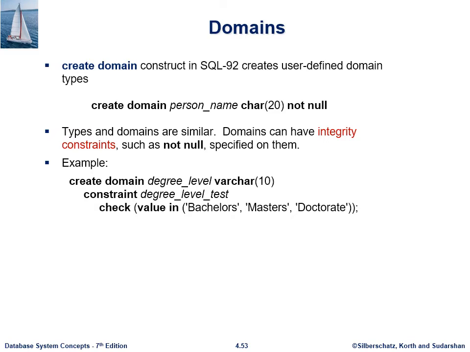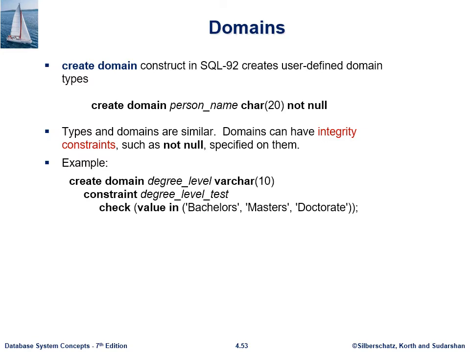Of course, we have another difference we didn't list here. In fact, domains are not strong types. As long as the domains are consistent, they are compatible, and we can assign across domains. For example, person name is char 20, and maybe another one also has a similar definition, so we can allow that. But types that are different, we cannot allow.